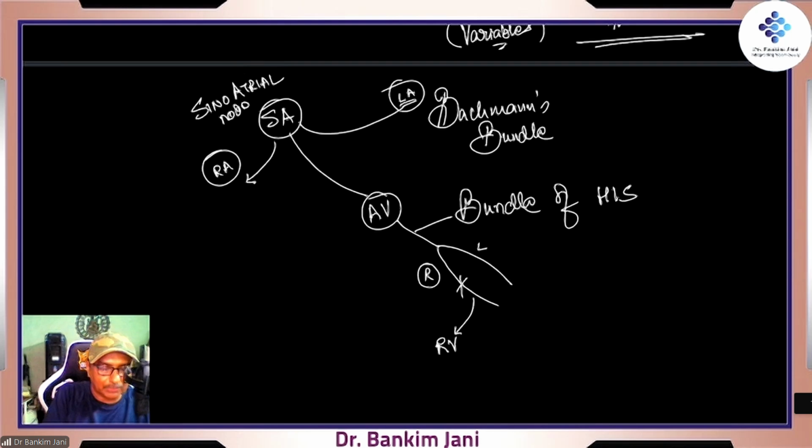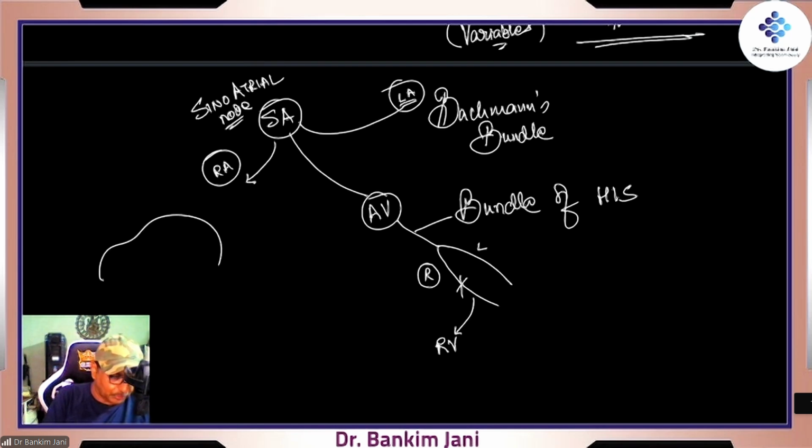These nodes are self-motivated. They keep on sending the pulse. Similarly, this is the AV node, called the atrioventricular node because it is at the junction of the atria and the ventricle.